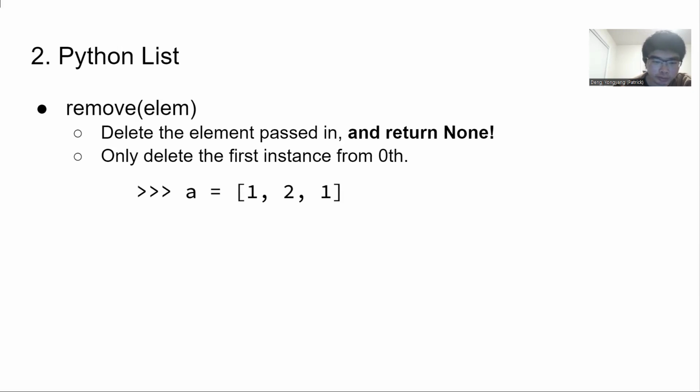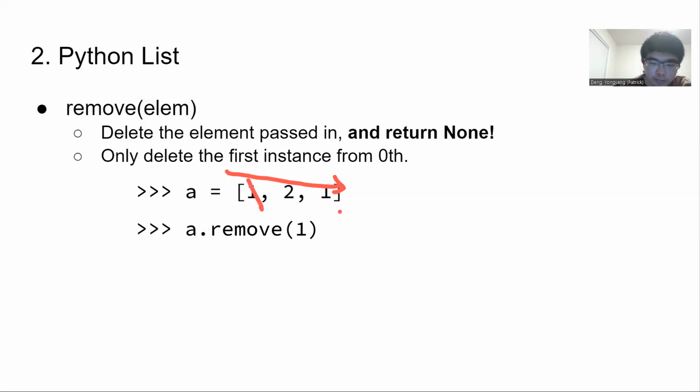What does it mean? Suppose I have 1 at the 0th place, and I have 1 in the 2nd place. If I want to do A dot remove 1, it will only remove the first one, the one at the 0th place for me. It goes from left to right, from 0 to -1. So it will delete this one for me.